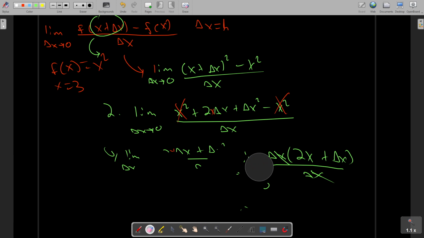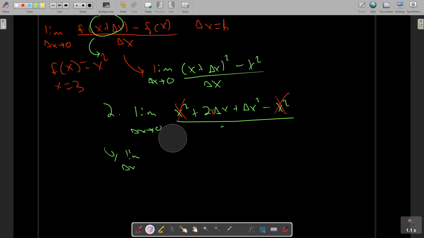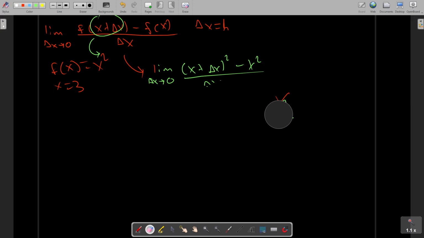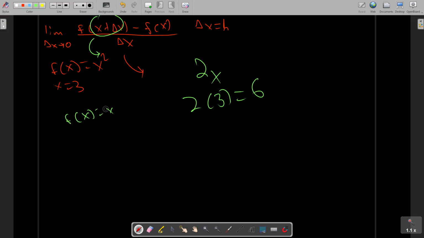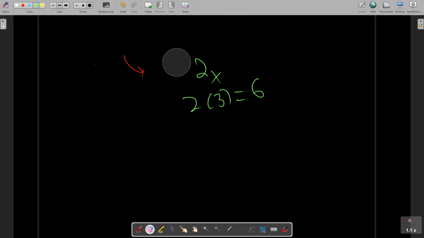Now given that we have 2x, and we have our x equals 3 from above that we want to try, what should the slope be? Well, if you input 3 for x, you should get 6. So for f of x equals x squared, you would get 6 for the slope at x equals 3. So let's try one more example problem then.